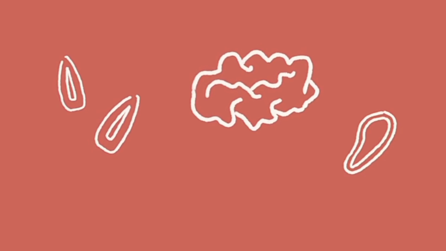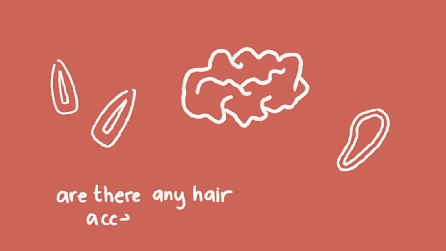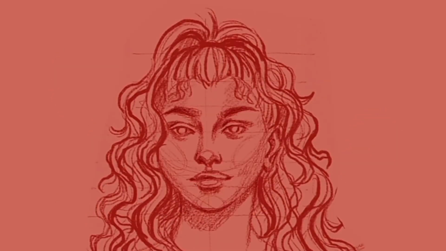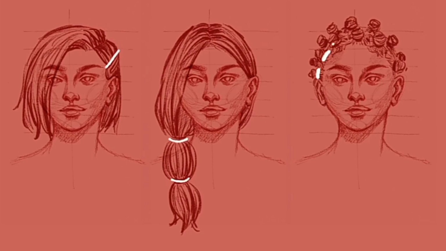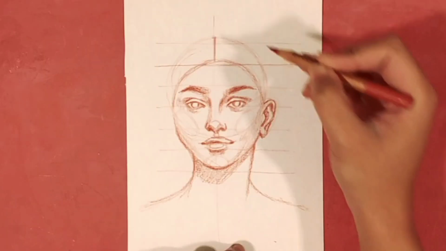Next is to determine if there is a hair accessory or anything that's gathering or pulling hair strands together. For example, if hair is tied in a ponytail, this means that hair strands gather to a point where the hair tie is located. So we add a guideline, which I will call the gather point. This is located anywhere where there is hair. And we can change the position and length of this guideline depending on the hair accessory.